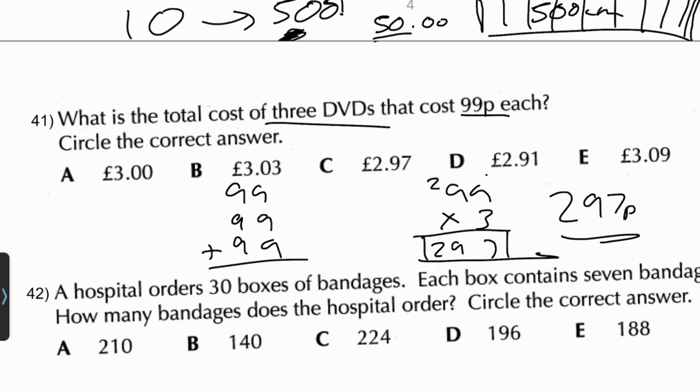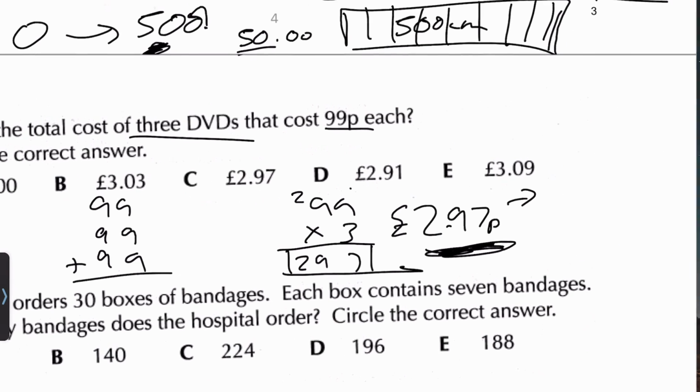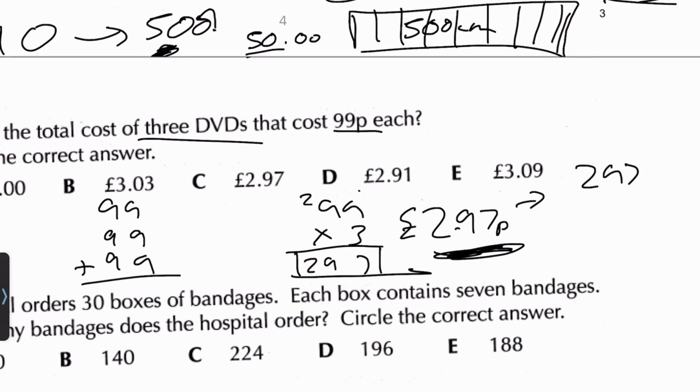So don't enter this in. It's not that. Convert that to pounds. You always put a dot, right? 297 pence. You divide it by 100. It's £2.97. C.